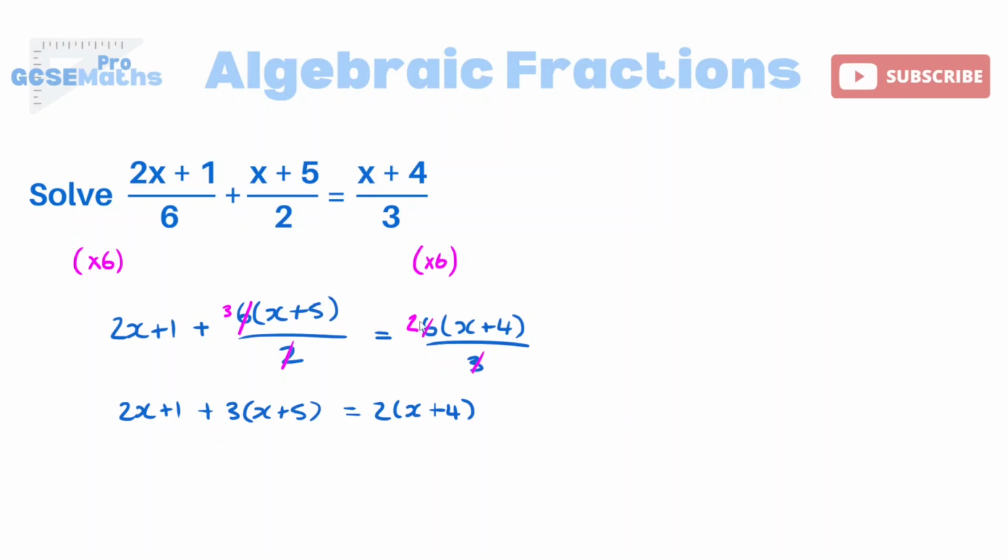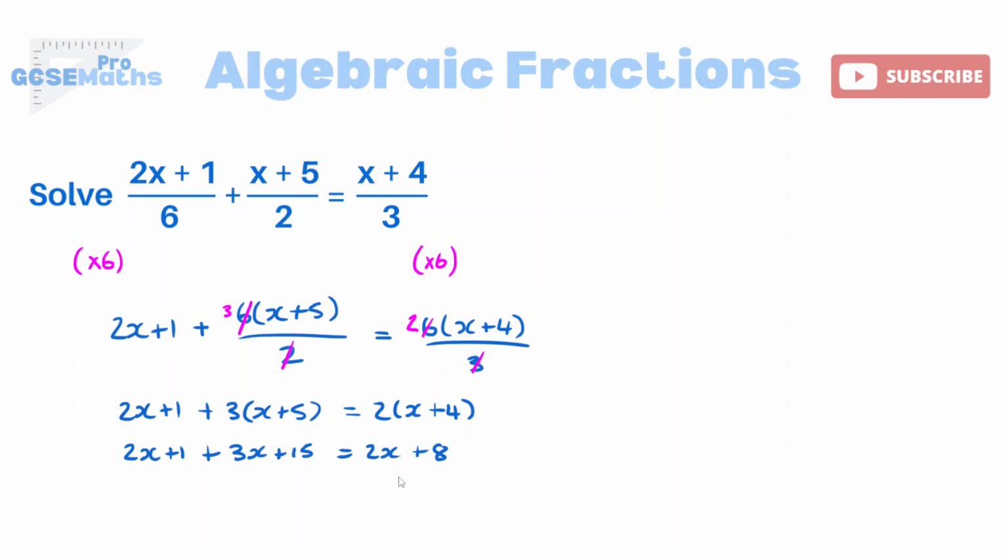In the case that you might get, it might not be, so you might have to multiply by all of the denominators individually, one at a time. You might have to do that, but in this case we didn't have to. Now I've got rid of all my algebraic fractions, I'm just going to expand and simplify and collect any of the like terms. So we've got 2x plus 1 plus 3x plus 15 equals 2x plus 8.